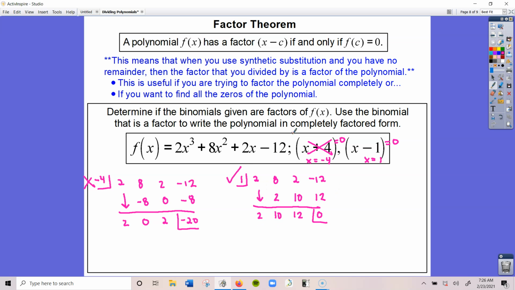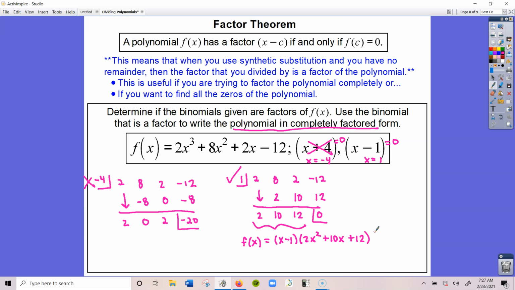Now, if I want to completely factor the polynomial, we would have to then rewrite this as the depressed polynomial. Since my highest exponent was to the third, that means that this highest exponent would be squared. So f of x, my polynomial, is equal to, now we tested x minus 1 is a factor, so we have to include that in our answer. So I like to write it first just to remember that, not to forget it. Then this here represents 2x squared plus 10x plus 12.